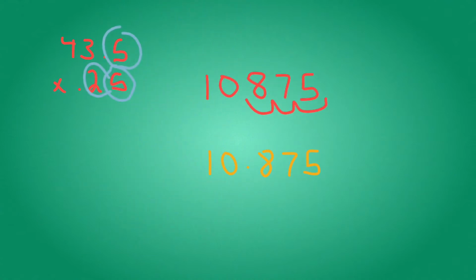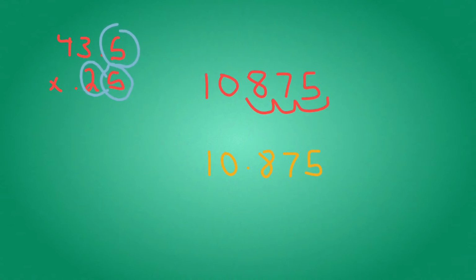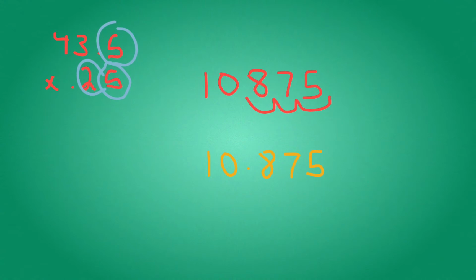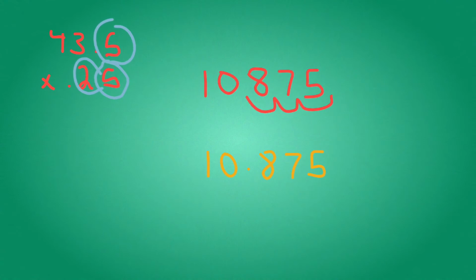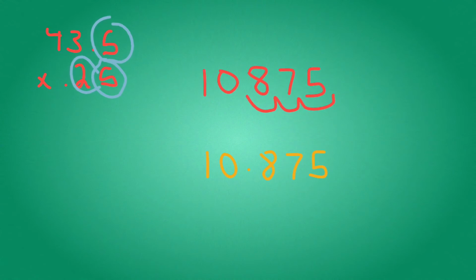To try and help you out, I've gone back to the very beginning, 43.5 times 0.25, and notice I've circled all the numbers that are to the right of my decimal. How many circles do I have? I have 3. So what that means is I'm going to take my invisible decimal, which is on the end of 10,875, and I need to move it 3 spaces to the left.